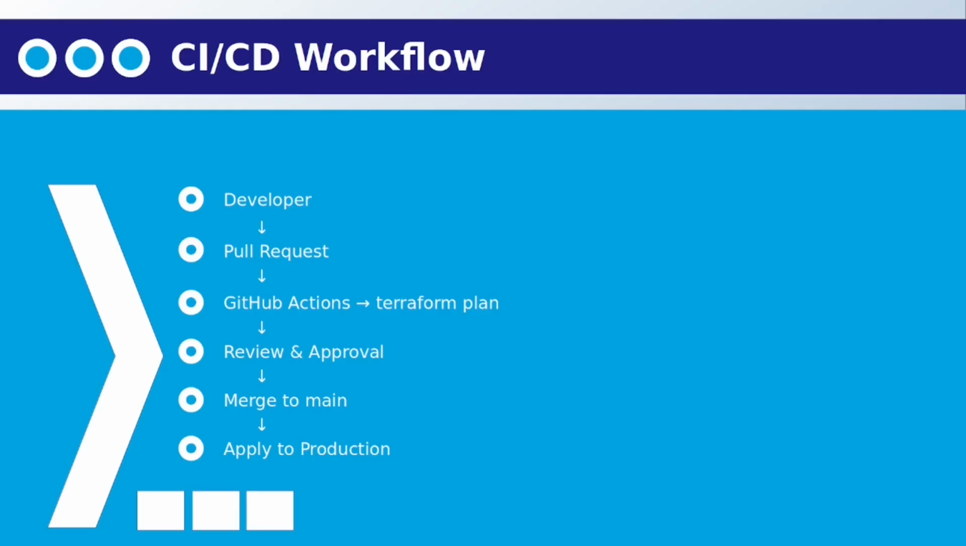Important principle. Pull request: plan only. Main branch: apply. Production should never be applied from a pull request. This ensures code review, visibility of change, controlled deployment. We remove execution from laptops into an automated control system. This is the foundation of infrastructure as code governance.